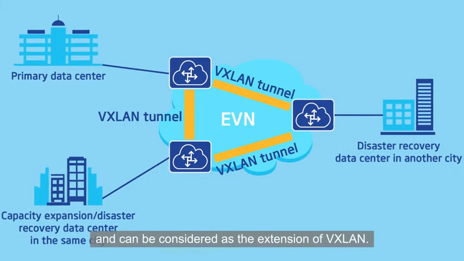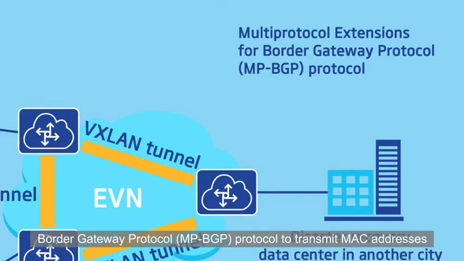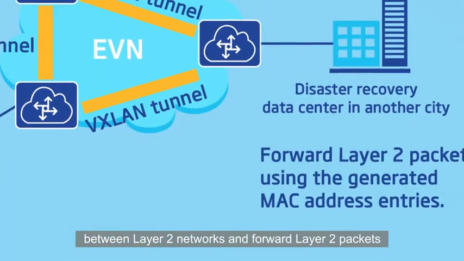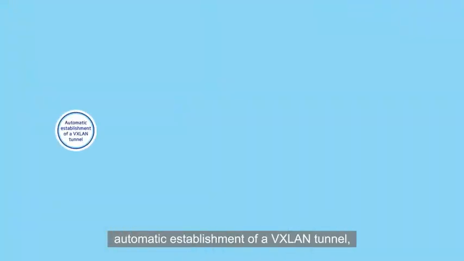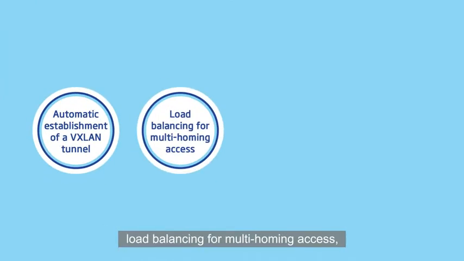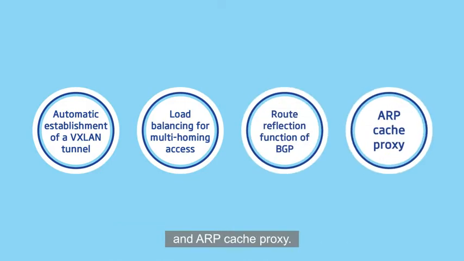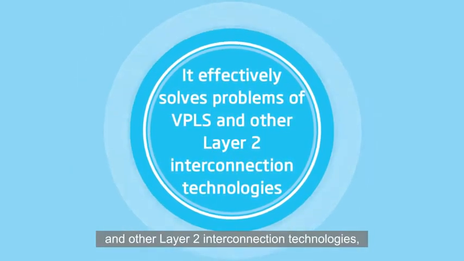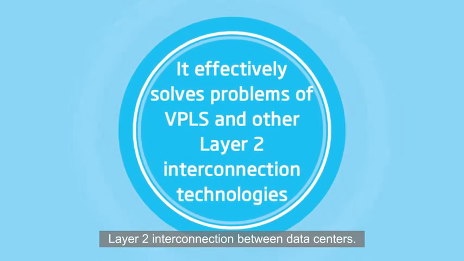and can be considered as the extension of VXLAN. This technology uses the multi-protocol extensions for Border Gateway Protocol to transmit MAC addresses between Layer 2 networks and forward Layer 2 packets using the generated MAC address entries. EVN supports functions such as automatic establishment of a VXLAN tunnel, load balancing for multi-homing access, route reflection function of BGP, and ARP cache proxy. It effectively solves problems of VPLS and other Layer 2 interconnection technologies, and is one of the ideal solutions for Layer 2 interconnection between data centers.